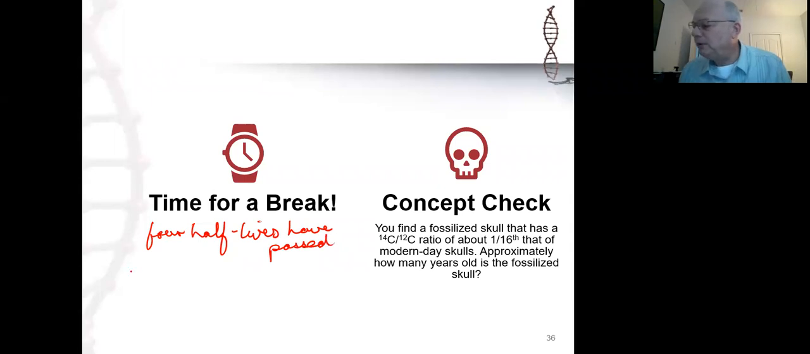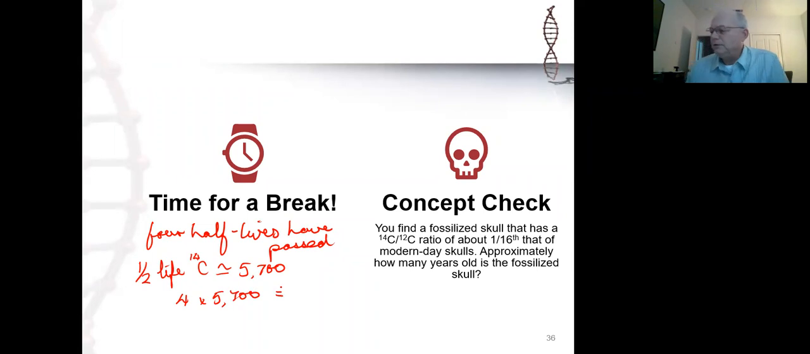Then we know that the half-life of C14 is approximately equal to 5,700 years. So it's going to be 4 times 5,700, which equals 22,800 years old, approximately. So it's a pretty straightforward calculation.